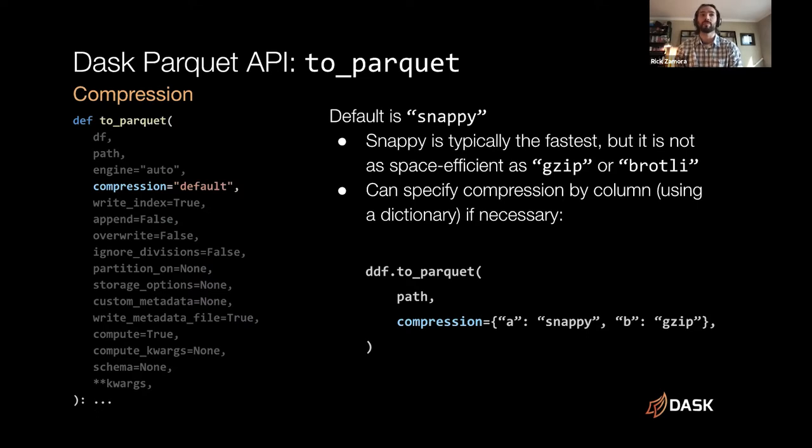Also, it's important to keep in mind that the best compression option can be column specific, right? You have lots of different data types in your data set. Maybe you want to specify different compression types for different columns. This is totally doable in Parquet. And so you just pass through a dictionary to specify this. Like if you want column A to have Snappy, column B to have gzip, you would just do something like this.